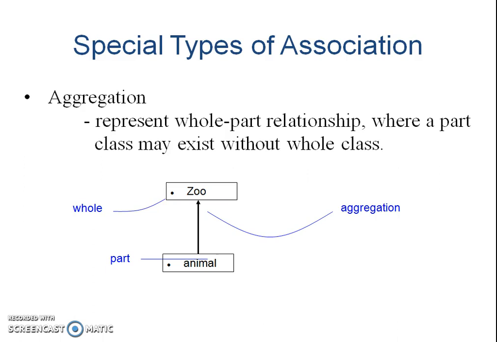For example, zoo is a whole class and animal is a part. So I can say animals are part of the zoo, but if I destroy the zoo, animals may exist outside the zoo also. So the animal is a part class. Animal may exist without the existence of the zoo class. So I can say it is the weak association.